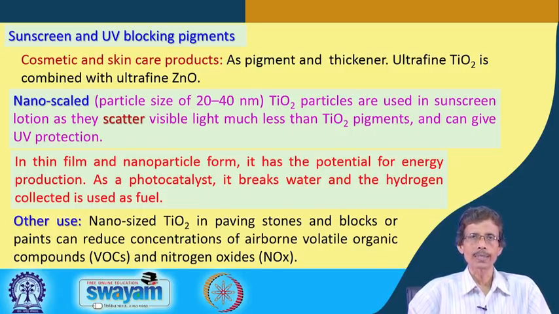Similarly, we can also break the different nitrogen oxides into dinitrogen and oxygen. That means nitrogen monoxide, NO, and nitrogen dioxide can be broken down into pure nitrogen and oxygen. So, these are the most useful uses of titanium dioxide based material.